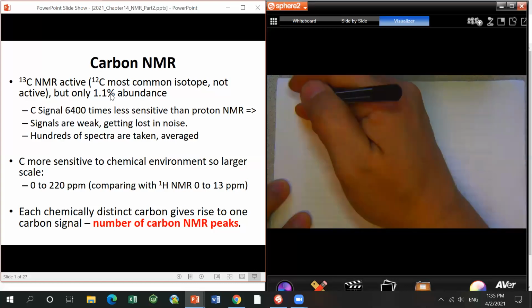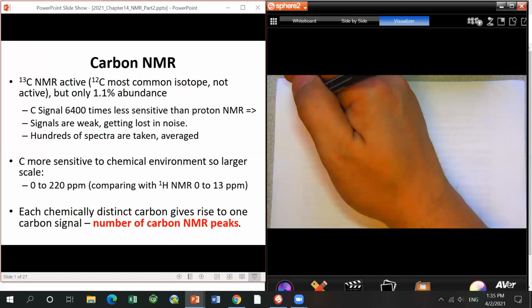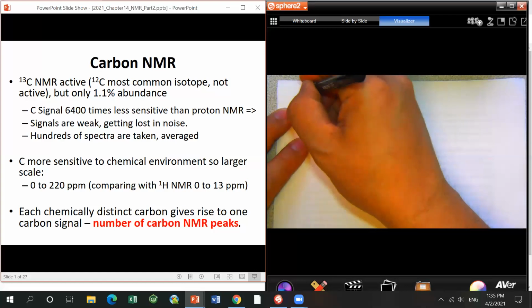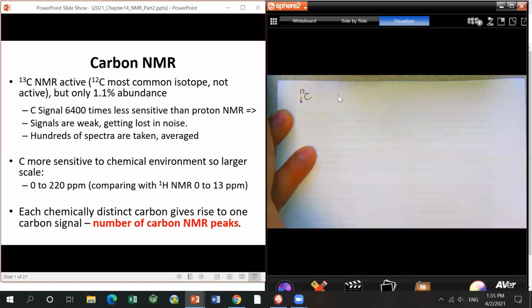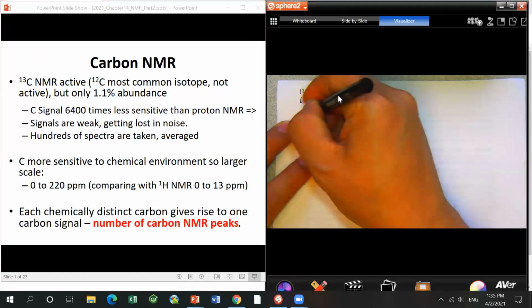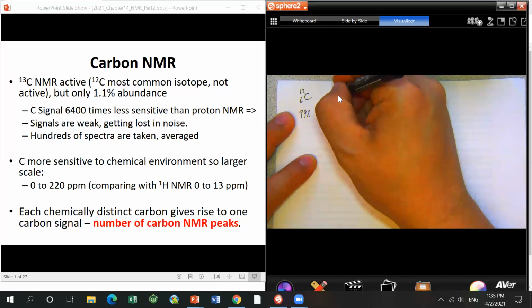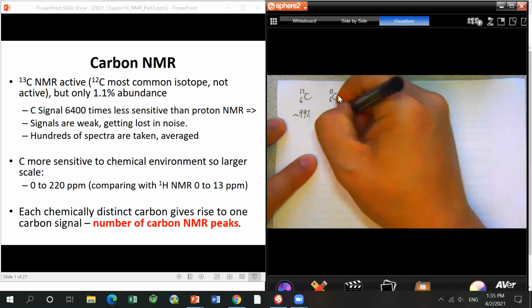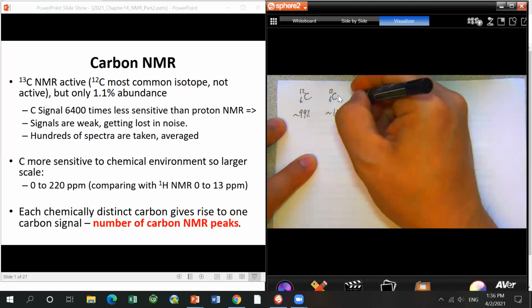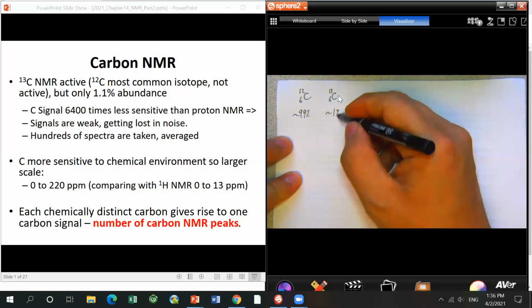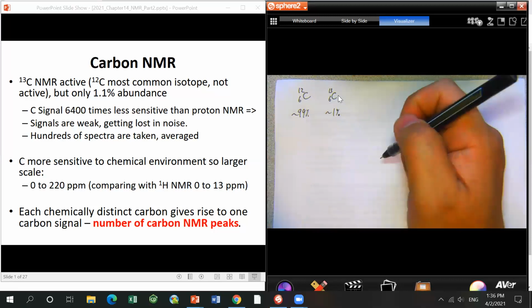For carbon NMR, the most abundant isotope of carbon is carbon 12, at about 99%. Following that is another carbon isotope, carbon 13, which is just about 1%. There are some other carbon isotopes, like carbon 14, but those have almost negligible abundance.